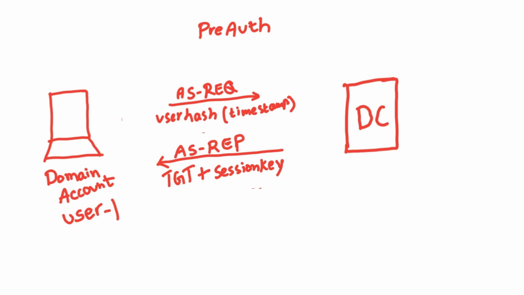This TGT ticket contains information about the user, user SID and group membership, and also other data like the session key, which is encrypted with the krbtgt account password, and that is the TGT ticket. Along with that, we will be receiving a session key, and this session key is encrypted with the user's password. If you obtain this encrypted data, you can try to decrypt it with hashcat and get the user's password, and this all happens only when you know the user hash.